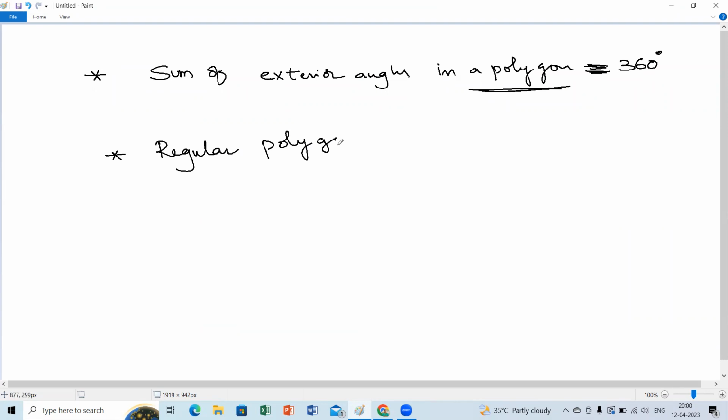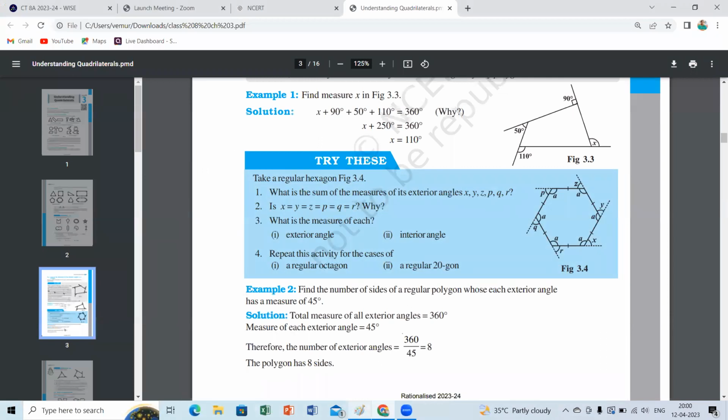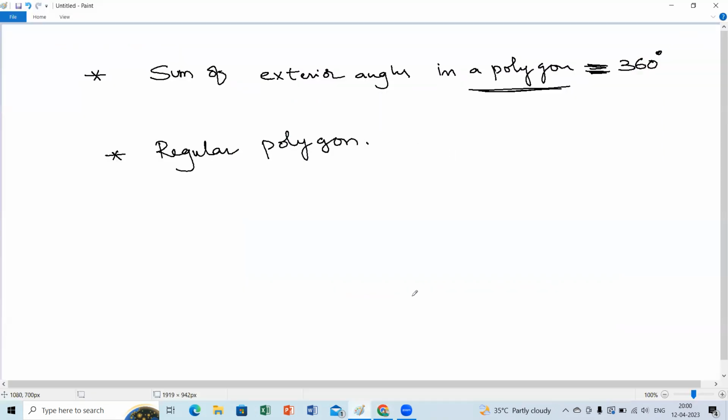Suppose in a regular polygon each exterior angle measures 45 degrees. If you take an exterior angle, this is 45 degrees. How many sides does the polygon have? Here I'm not taking it as 3. We need to find out how many sides the polygon has. So what should we do, children? We know the formula.